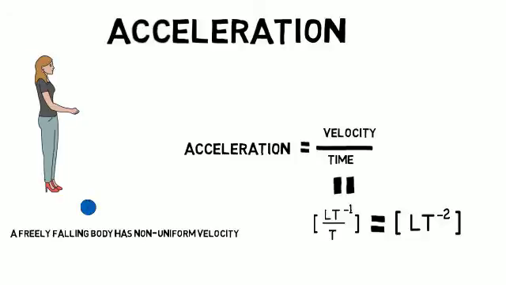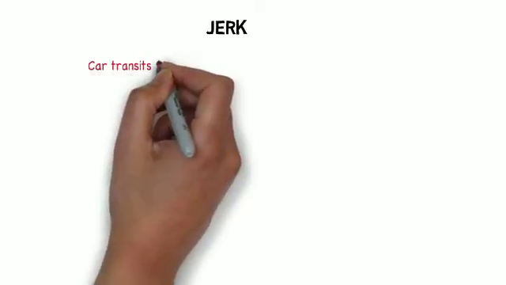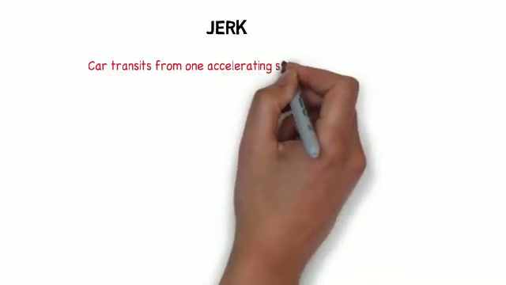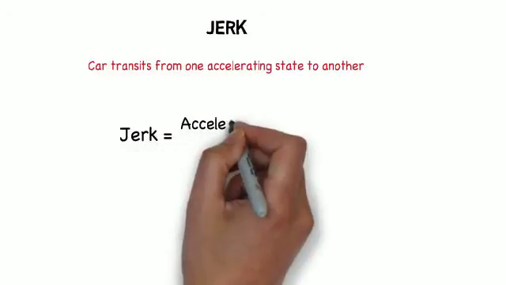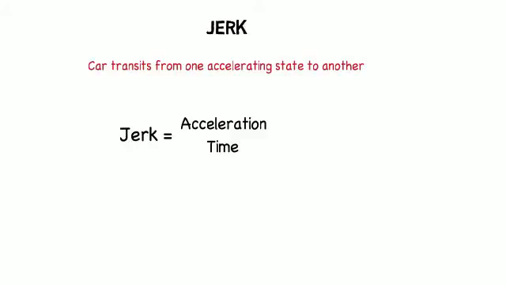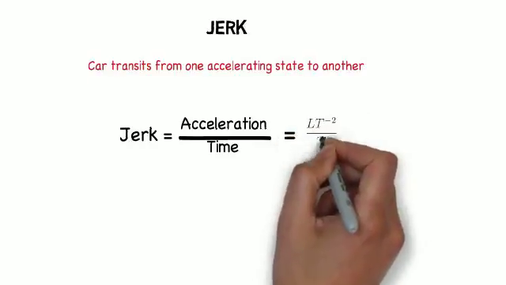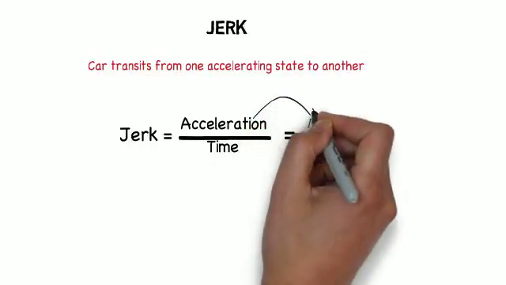Do you know there is also another term called jerk, which is the rate of change of acceleration? We experience this while sitting in a car when the gas pedal is pushed while the car was already accelerating. The car will transit from one accelerating state to another. This change in acceleration is called jerk. So jerk is equal to acceleration over time. This is because there is a change in acceleration in unit time. So this can be written as L t to the power minus 2 over t, which is equal to L t to the power minus 3.